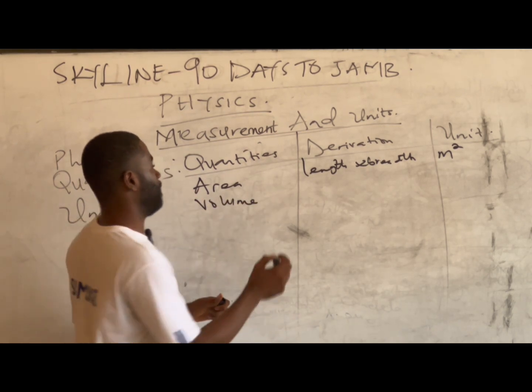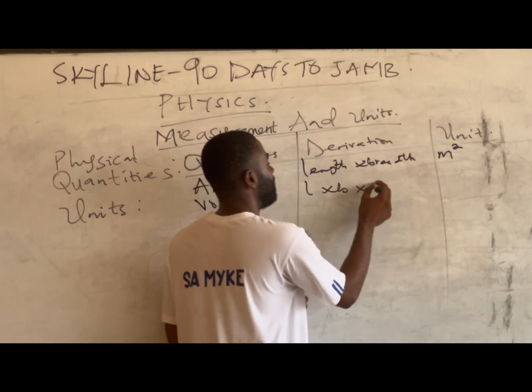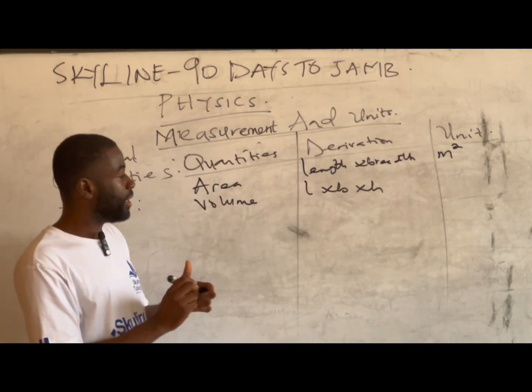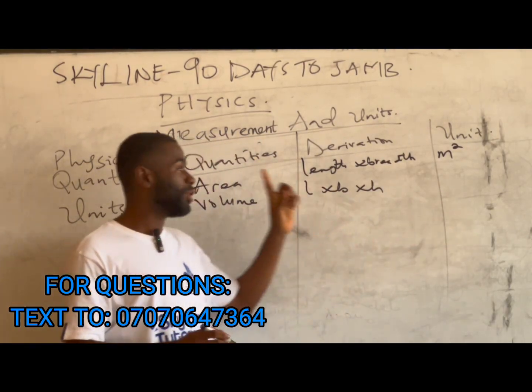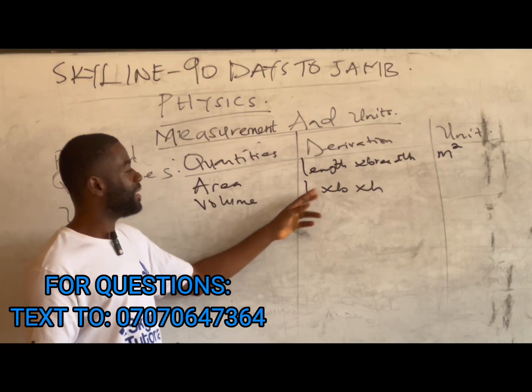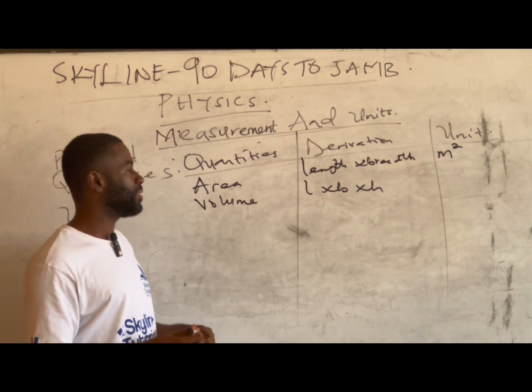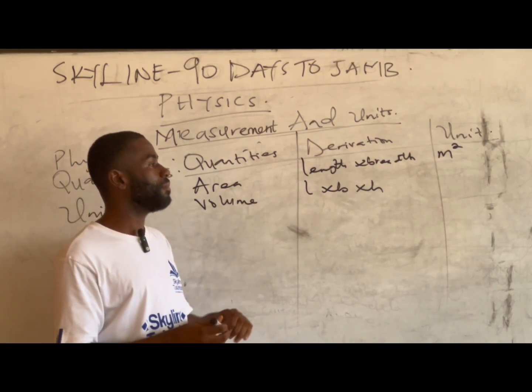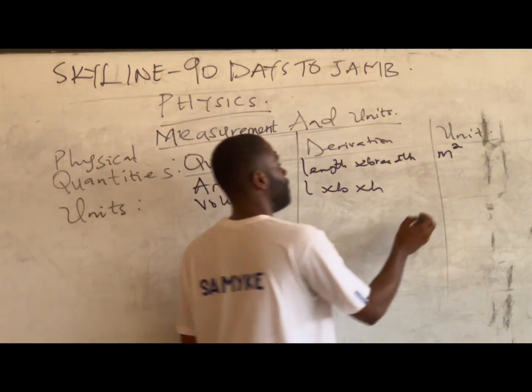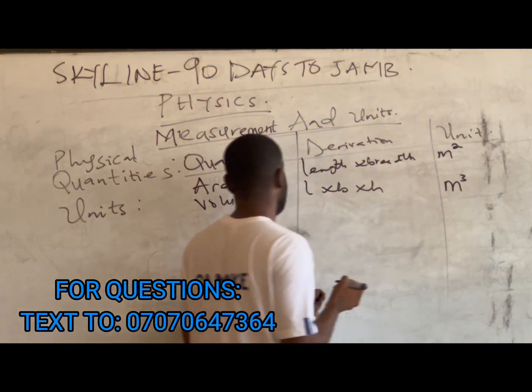Volume is measured by multiplying the length times the breadth times the height of the shape. These three parameters are measured in meters. Length, breadth, and height are all measured in meters. So m times m will give us m cubed. So that makes it the unit for volume.